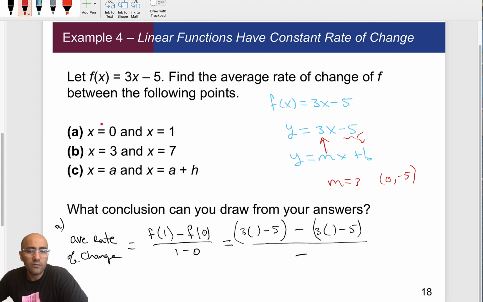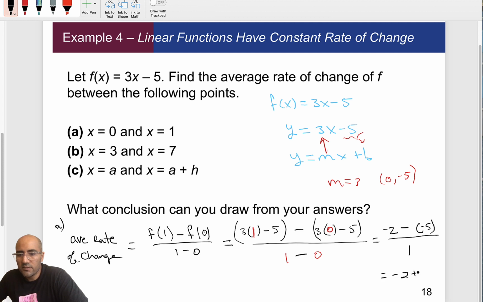Okay, and so f of 1 means we put a 1 in here. So it's going to be 3 times 1 minus 5, minus f of 0, which means we put a 0 in here, and then 1 minus 0. And then all we have to do is simplify this. So 3 minus 5 is going to be -2. Then 0 minus 5 is going to be -5 as well. All over 1 minus 0, which is just 1. So this becomes -2 plus 5 all over 1, so the whole thing is just going to be equal to 3.